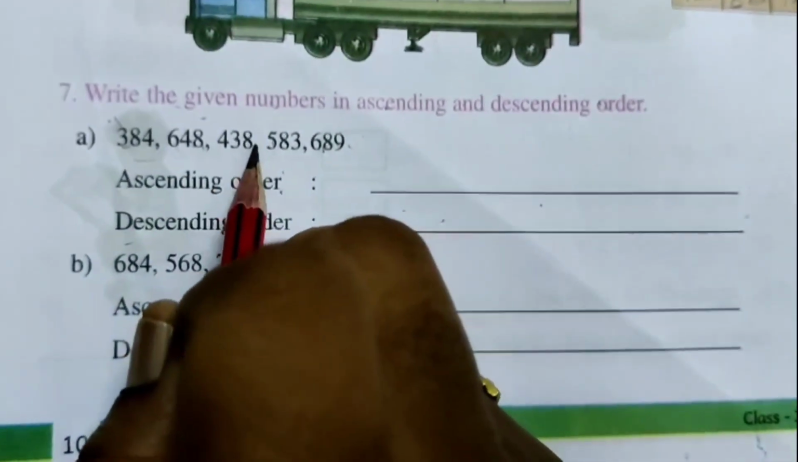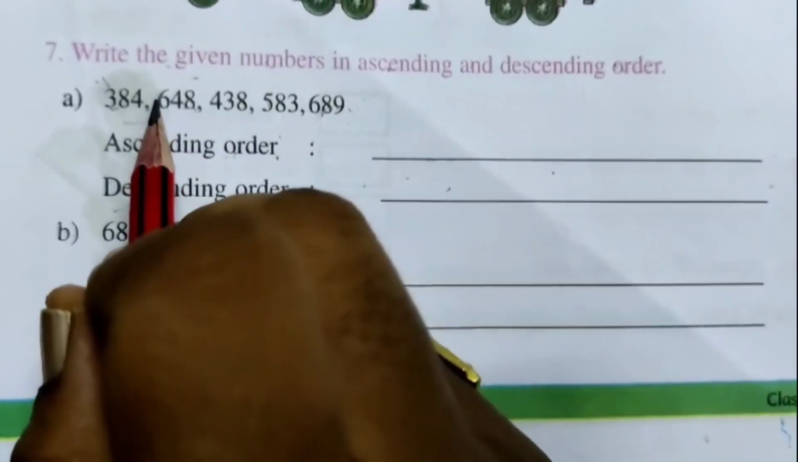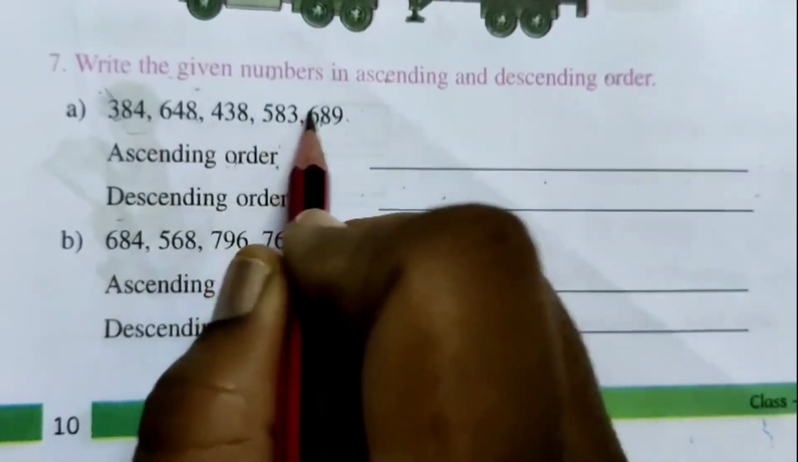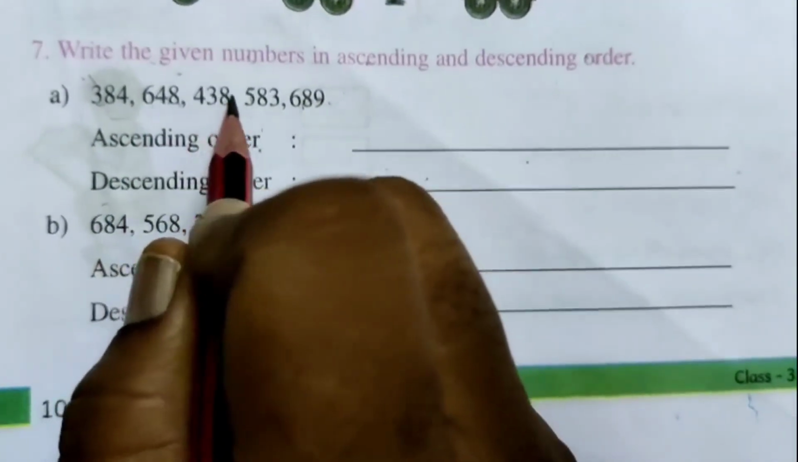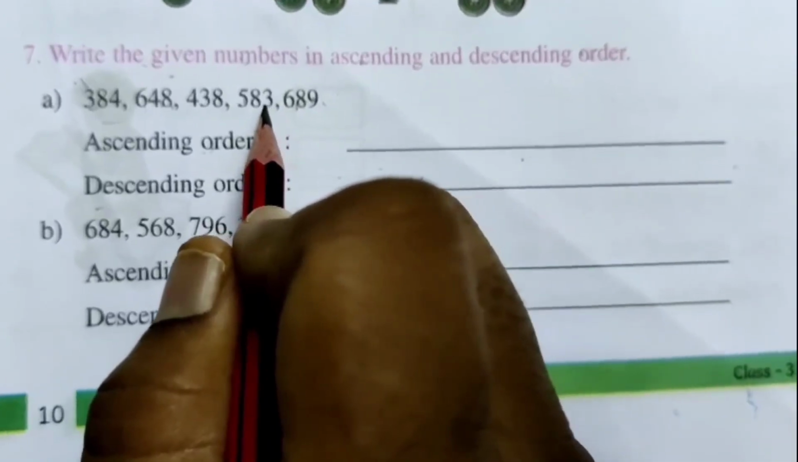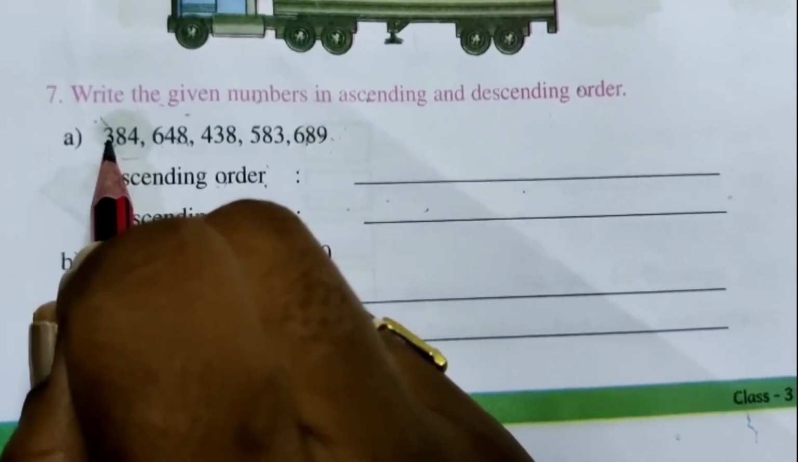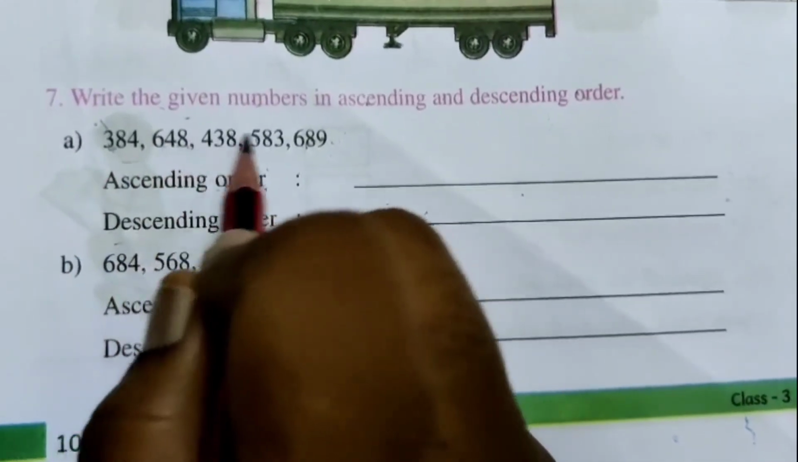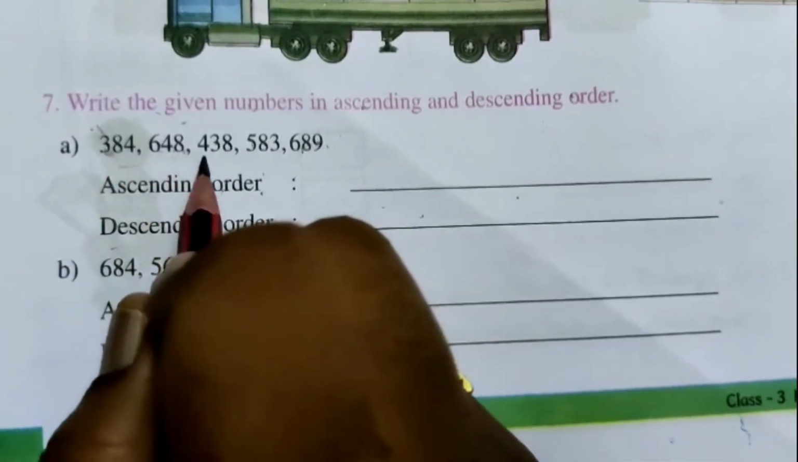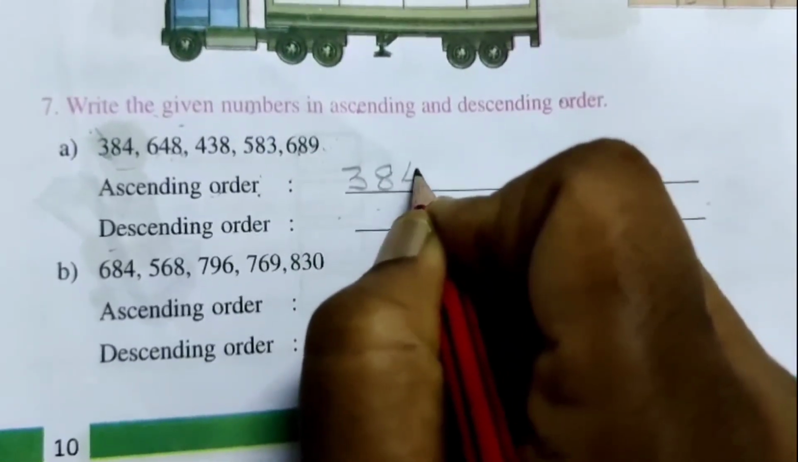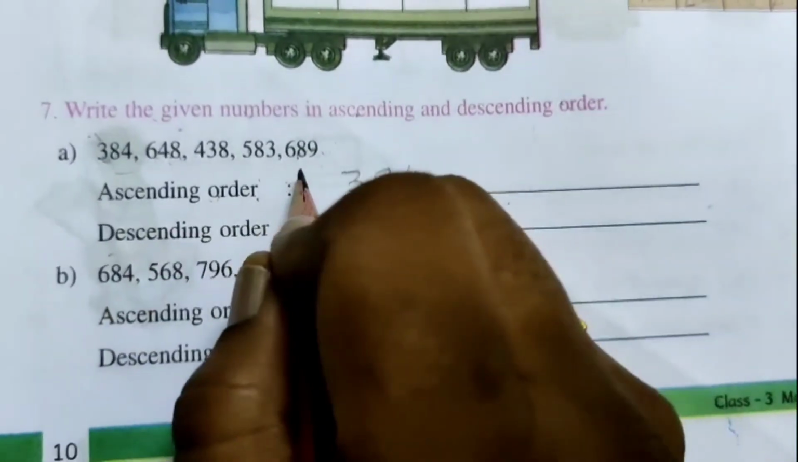When we are asked to identify the least number, first we should observe the digits in the given numbers. All numbers have 3 digits, so we have to pick which one is the smallest digit in hundreds place. Here 3 is the smallest when compared to the other numbers, so 384 is the smallest number. We have to write the smallest number first in ascending order.